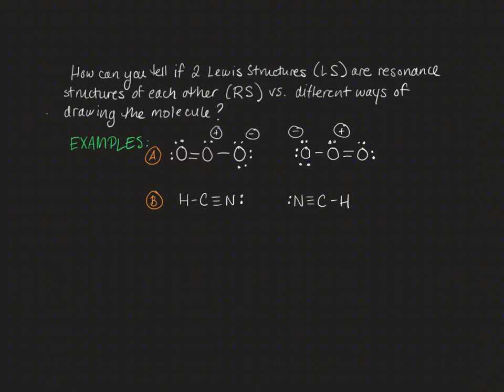If you look here at the top example, this is the molecule ozone, O3, and these are two structures of it, and they are actually resonance structures. And so we would draw a resonance arrow between them. The bottom example here, HCN, these are not resonance structures. In fact, this is just the same molecule flipped on the page.